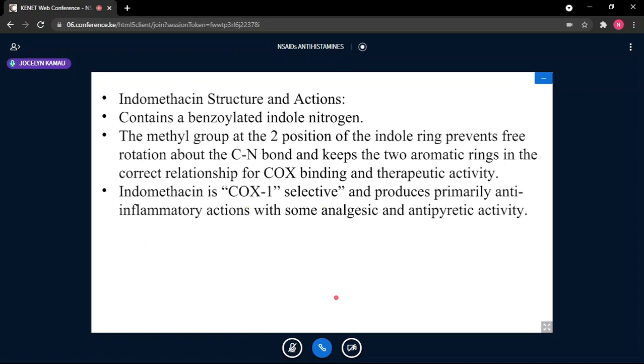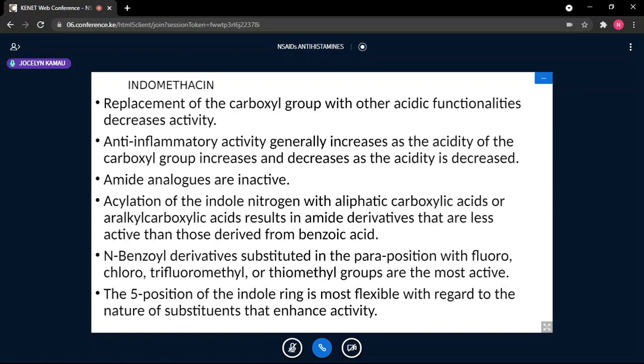Indomethacin, of course, is a non-selective COX inhibitor, because it will block both COX-1 and COX-2.